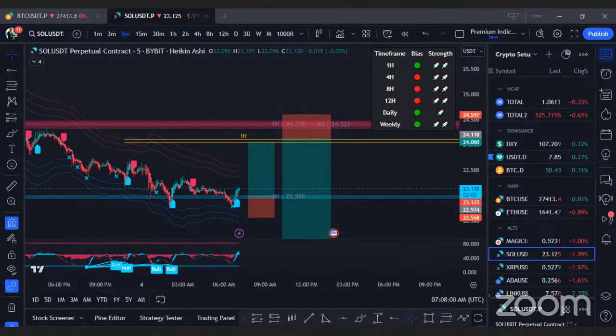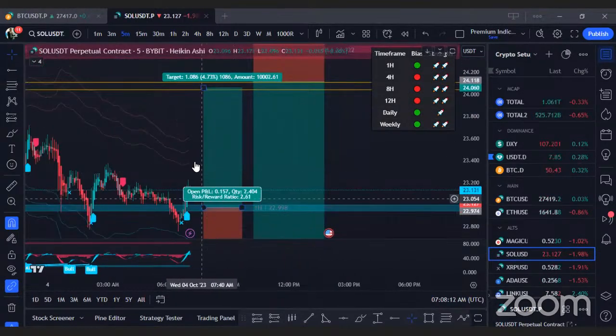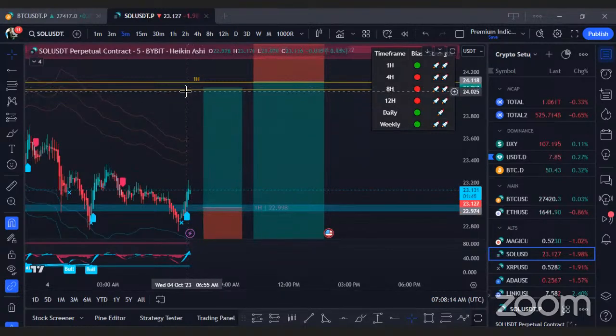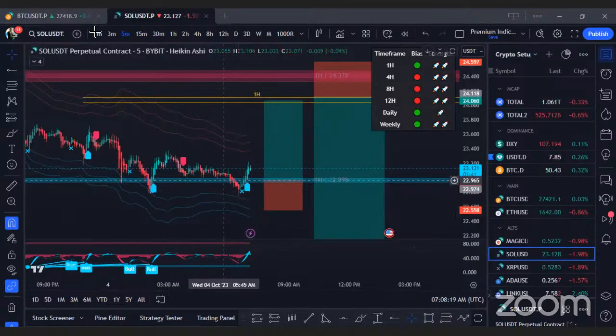Okay, yeah. Adam wants us to look at UNFI. Okay, yeah, we'll look at that. So for Sol, I have a short setup here, and then if you want to take a long from here, it's just a quick scalp. You can do that and ride this trend until it gets up there, and then from there we short. That's basically what I'm looking at.